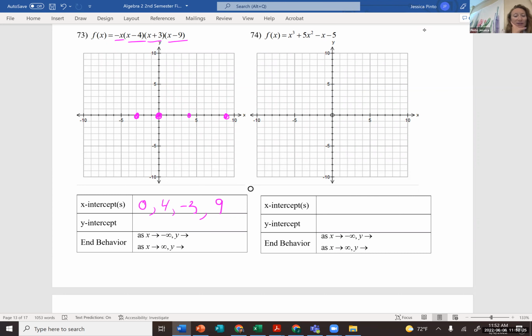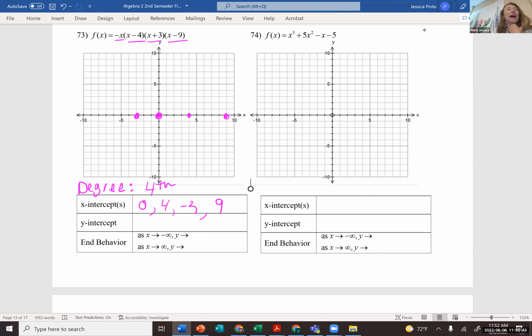What I'm missing here is the degree. Let's write that in. The degree is something that's really helpful in determining which shape this is going to be. Counting up the x's, there's 1, 2, 3, 4. This is a 4th degree.